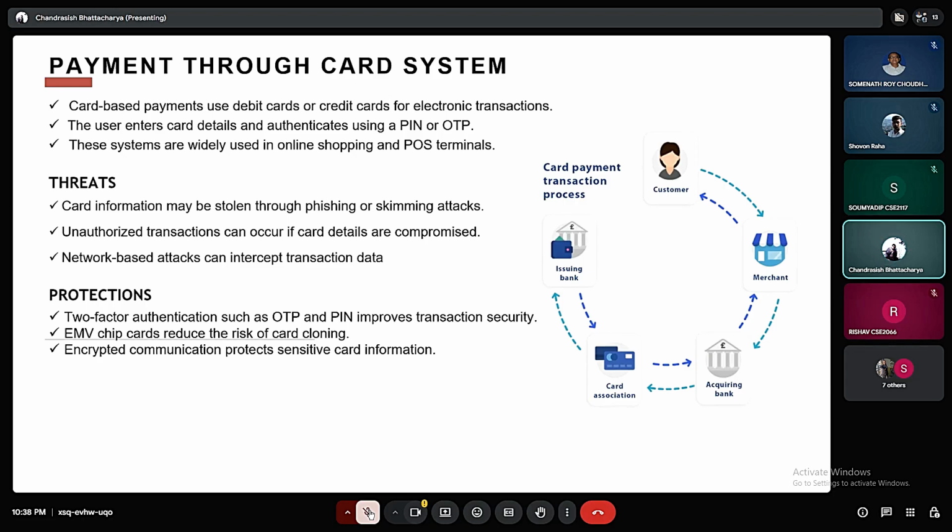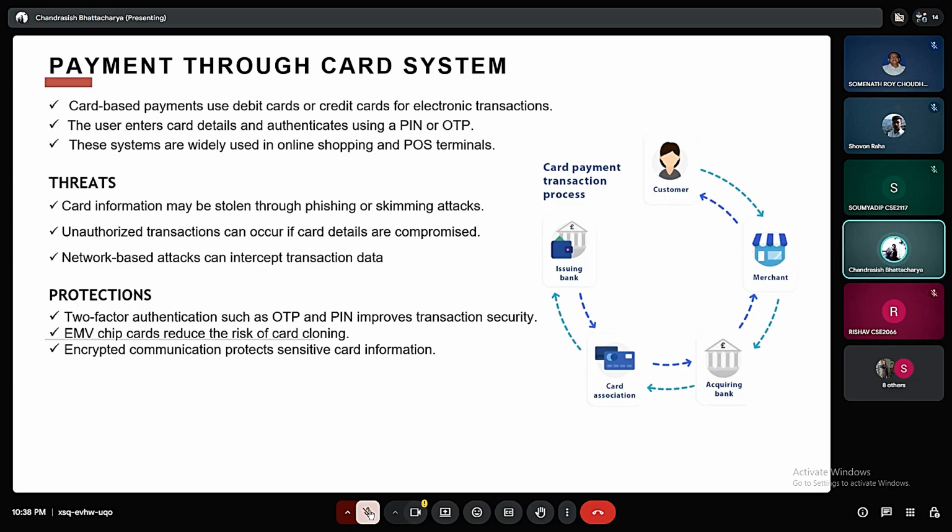So in the card-based payment system, we use debit cards or credit cards for electronic transactions. The user enters their details and authenticates using a PIN or a one-time password, OTP. This system is widely used in online shopping and POS terminals. So, with this convenience, there come some security threats.